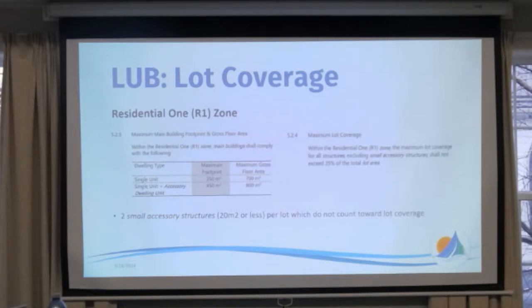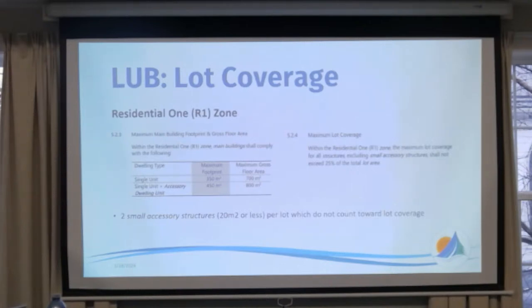The reason that it's two in that zone, you'll see in a moment, it's not two in every zone, is because of the reflective of those larger lot sizes. But yeah, I just wanted to clarify. So the lot coverage is everything except for small accessory structures, which are defined as being 215 square feet or smaller. Yeah. What is the reasoning behind the maximum lot coverage?